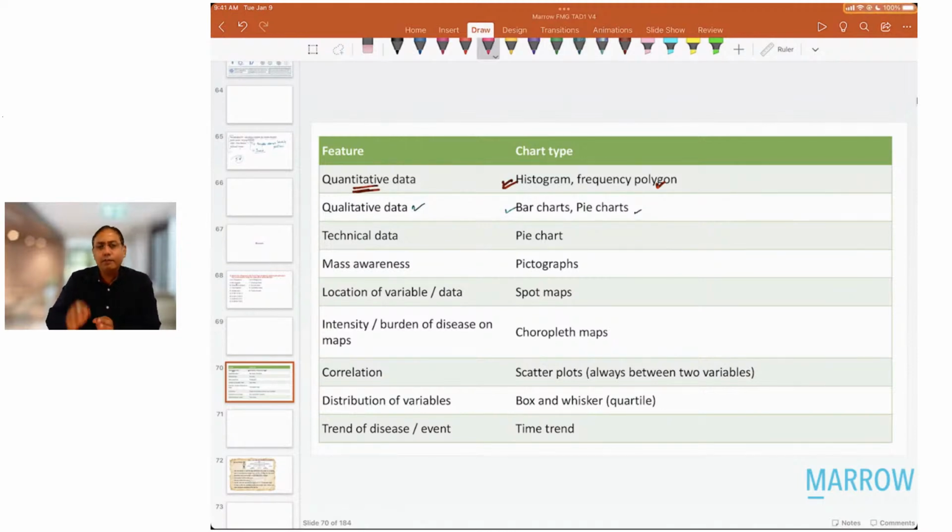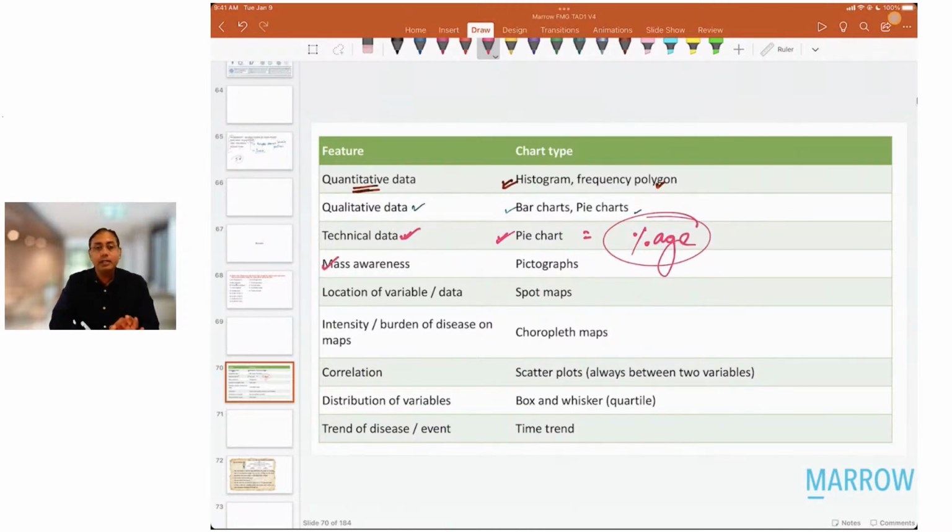Please remember, this is a frequently asked question. I think this was a repeat question from FMGE 2020. For technical data, like if you want to show the causes of IMR, the neonatal mortality causes, the uses of ORS, components of ORS, you can always use pie charts. Pie chart is always in percentages.